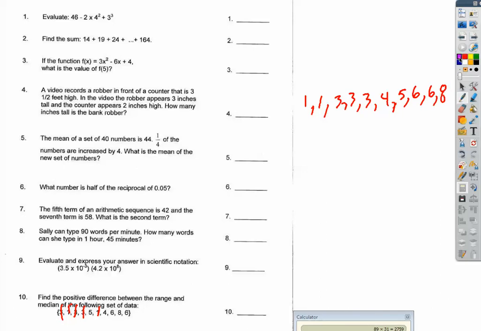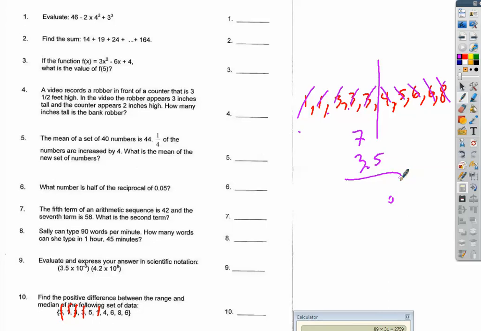So for my median, 1, 1, 2, 2, 3, 3, 4, 4, 5, 5. So my median's in the middle. My median is 3.5. And my range is going to be 8 minus 1, which is a whopping 7. And it wants the positive difference. And well, 7 minus 3.5 is 3.5.